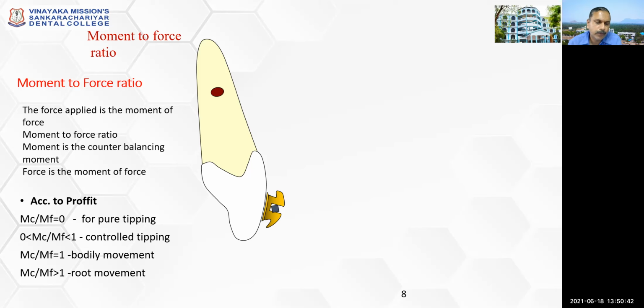So that way, when you alter the ratio from 1000 is to 1, then 700 is to 100, then 600 is to 100, you can alter your type of tooth movement. If you have more of a counterbalancing moment, it will cause more of a movement in the root area. Whereas if your moment of force is higher than the counterbalancing moment, it will cause more of a crown movement. But if your counterbalancing moment and your moment of force are equal, that will cause a bodily movement.